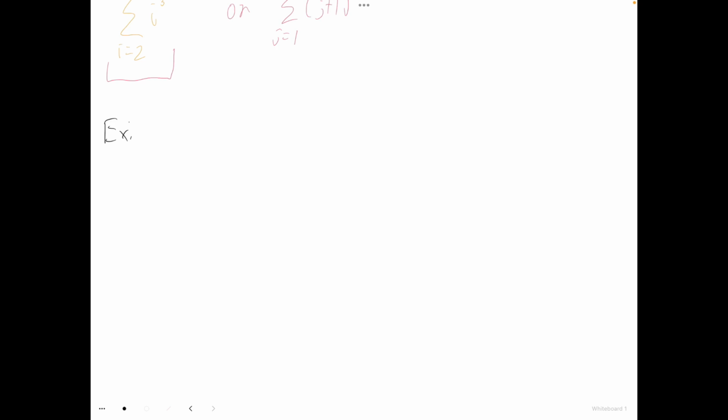So one more example, or a few more examples. If we did something like the square root of 3 plus the square root of 4 plus the square root of 5 plus the square root of 6 plus the square root of 7, well, if I'm adding all of these up, notice I'm taking the square root of each term, and I went from 3 to 7. So this would be the sum from i equals 3 to 7 of the square root of i.